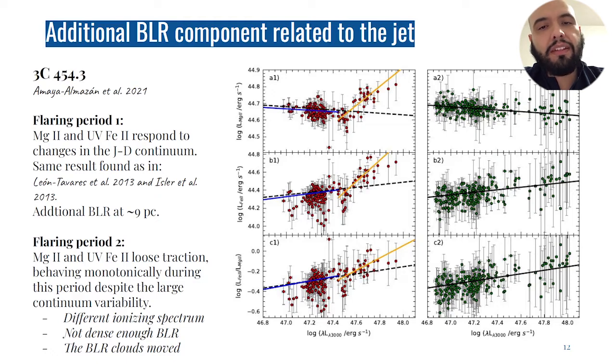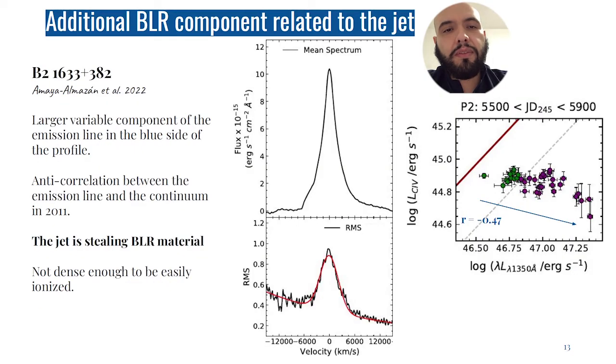This could be due to a different ionizing spectrum during this period, or maybe the broadline region changed. For B2 1633+382, we analyzed the profile of the carbon 4 emission line by computing the mean and the RMS spectra. The RMS allows us to isolate the component of the line that is varying. As can be seen in the bottom panel, the RMS is larger in the blue side of the line, which could be interpreted as a broadline region component moving in the direction of the observer.